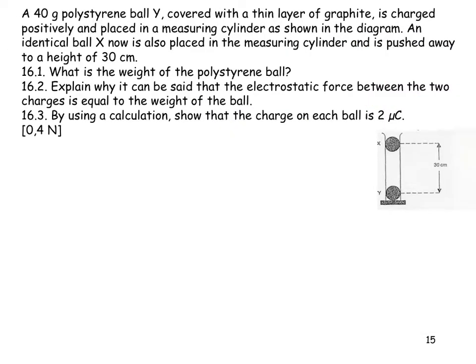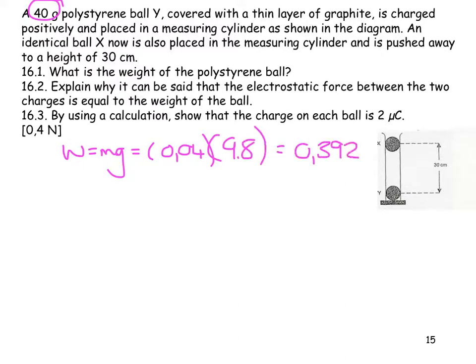And now we have a little polystyrene ball over here, and it's got a thin layer of graphite, and it's in a measuring cylinder, and it's pushed away, and it's got a distance between them. What is the weight of this polystyrene ball? So weight is equal to mass times gravitational acceleration, 0,04 kilograms. 40 grams has to be converted. 9,8, and I get 0,392 newtons down, if you like.